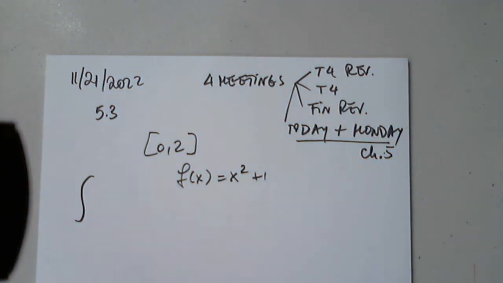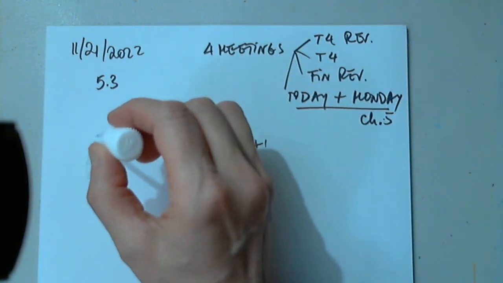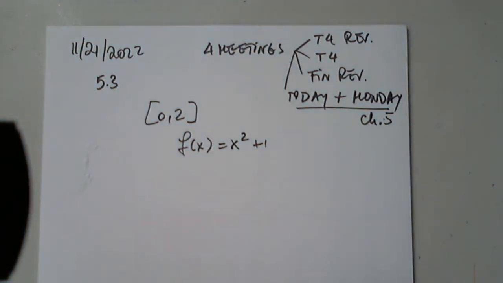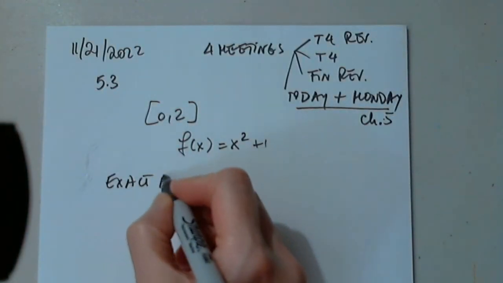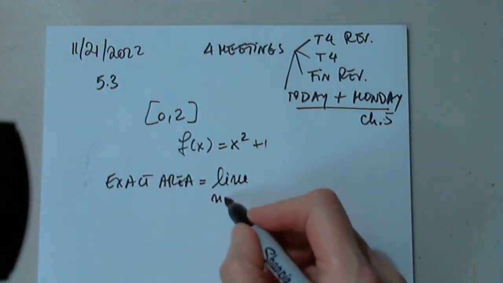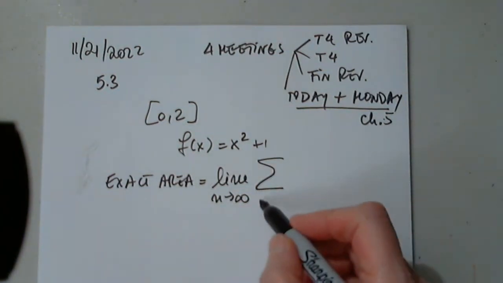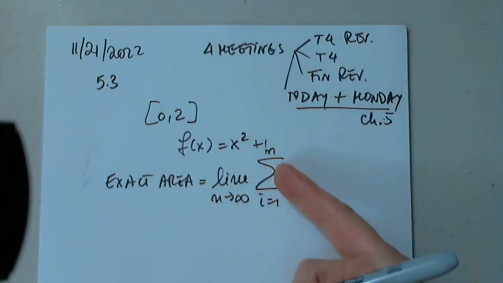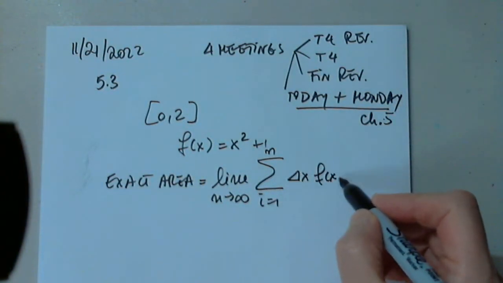And we determined that the exact area under the graph of this function between 0 and 2, we determined it with the limit of the Riemann sum. So the exact area was the limit as n approaches infinity, the number of subintervals, from the sum from i equals 1 through n subintervals, and they go to infinity, from delta x f of xi.